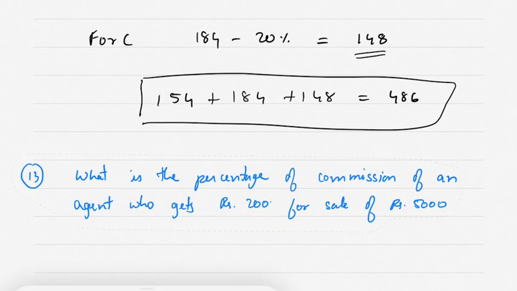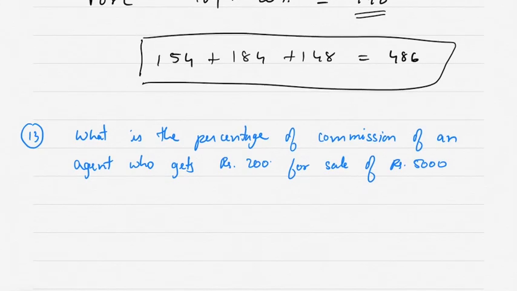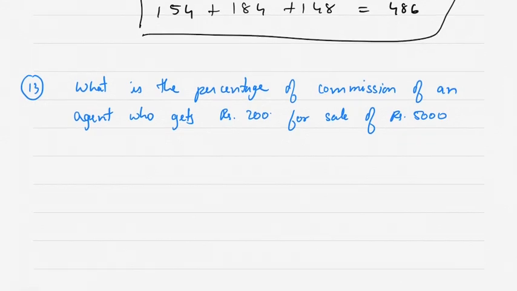What is the percentage of commission of an agent who gets rupees 200 for sale of 5,000? Okay, he sold something for 5,000 and his commission is 200. So what is the percentage? Very easy. On sale of 5,000, he got commission of 200. You have to find the percentage. So what you will do? 200 divided by 5,000 into 100.